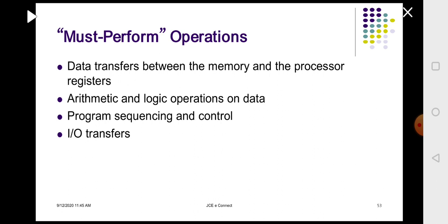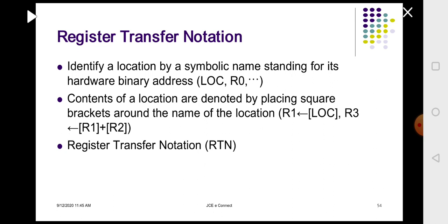We'll see the next topic, that is register transfer notation. This is also referred to as register transfer language, sometimes called RTL and RTN. We identify a memory location by a symbolic name in uppercase alphabets. The name indicates its address.